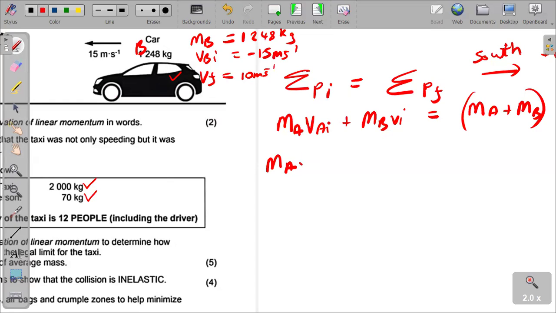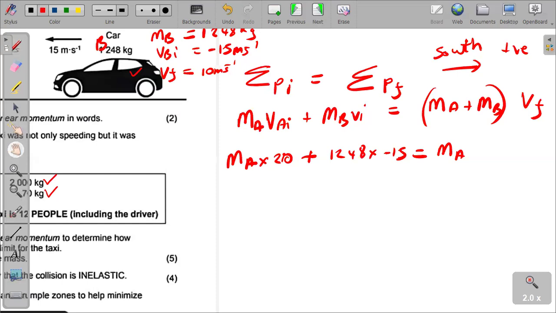So MA multiplied by 20, we know that it's positive. Now we have listed our data. I always advise that we do so. We list our data, it saves us very well. Then plus MB, which is 1,248 times negative 15. Remember, it's going to the north. That is equal to MA, the one we also don't know, plus MB, which we know, 1,248, multiplied by 10.